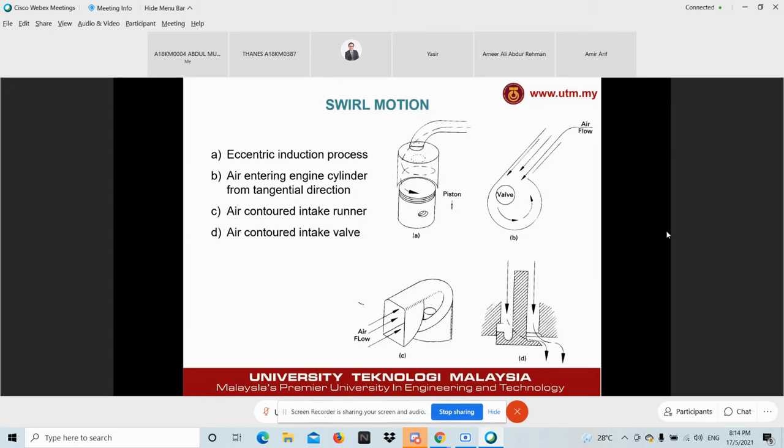So it is an eccentric induction process. Air enters the engine cylinder from a tangential direction, with contoured intake runner, contoured intake valve, and so on. So of course there are many reasons, but overall, the main aim in the design of those engines to get the swirl motion is to have the air enter the combustion chamber in a tangential direction. If you look at figure B over here, that is the top view where you can see the swirl motion of the air.